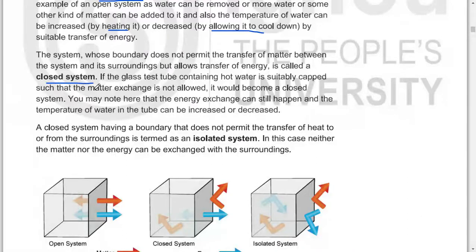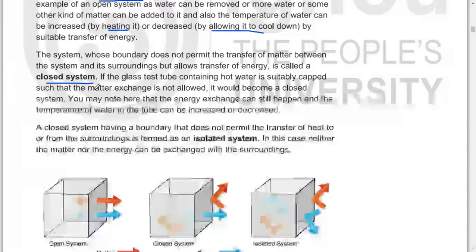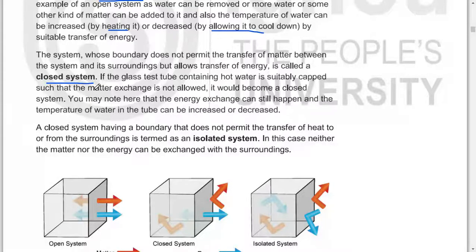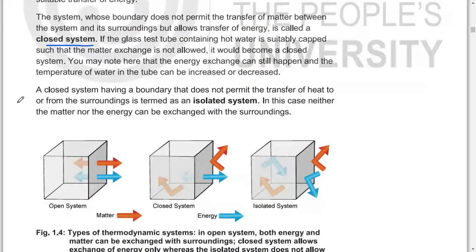If the glass test tube containing the hot water is suitably kept such that matter exchange is not allowed, it would become a closed system. You may note that energy exchange can still happen, and the temperature of water in the tube can be increased or decreased. A closed system having a boundary that does not permit the transfer of heat to or from the surroundings is termed an isolated system. In this case, neither matter nor energy can be exchanged with the surroundings.